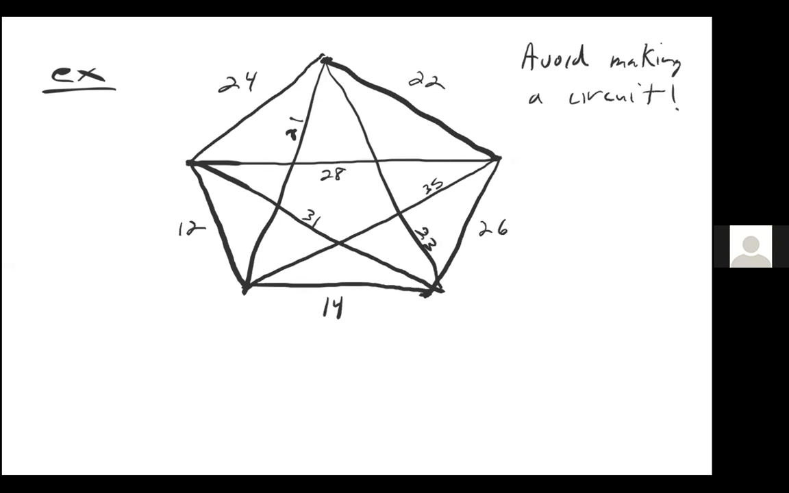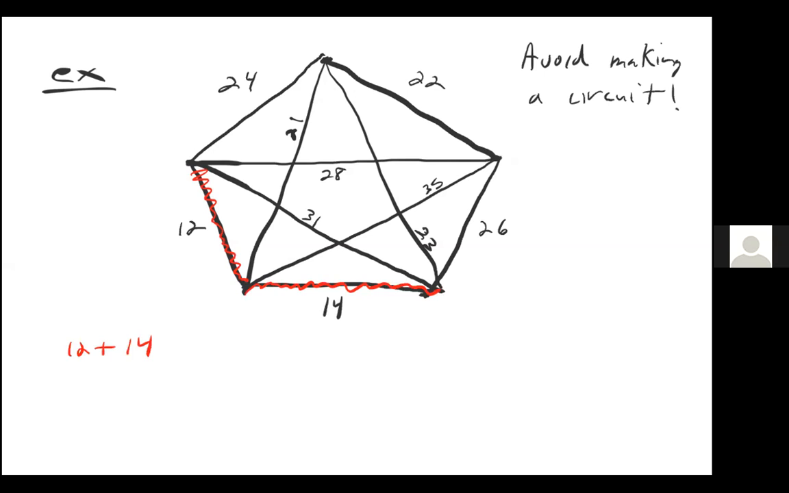Okay, so let's do that. Let's pick the smallest one. Well, it looks like the smallest one is 12. Pick that one. And so that would be, let's write that down, 12. Okay. Then the next smallest one looks like it's 14. So far, no circuit. Fair enough. And we're going to keep going till we hit every vertex. Because when we're making a spanning tree, we want to hit every vertex.